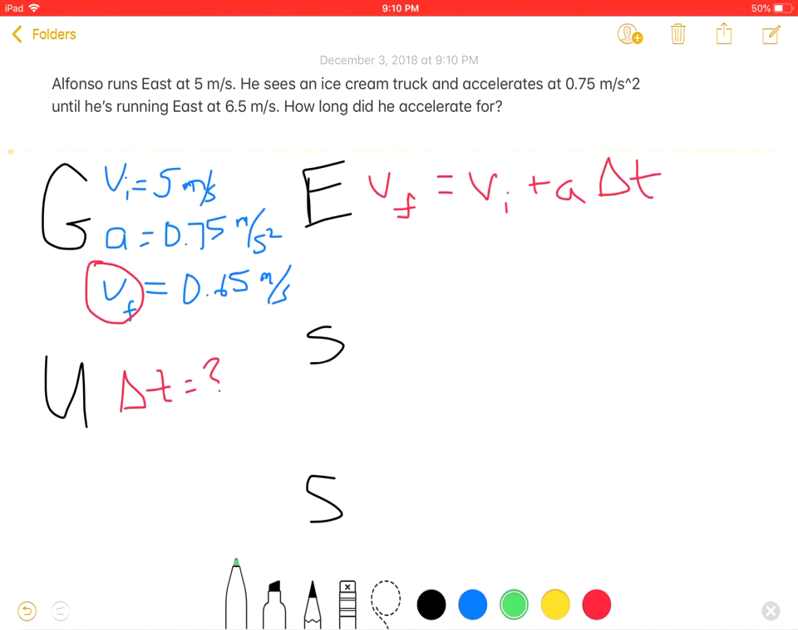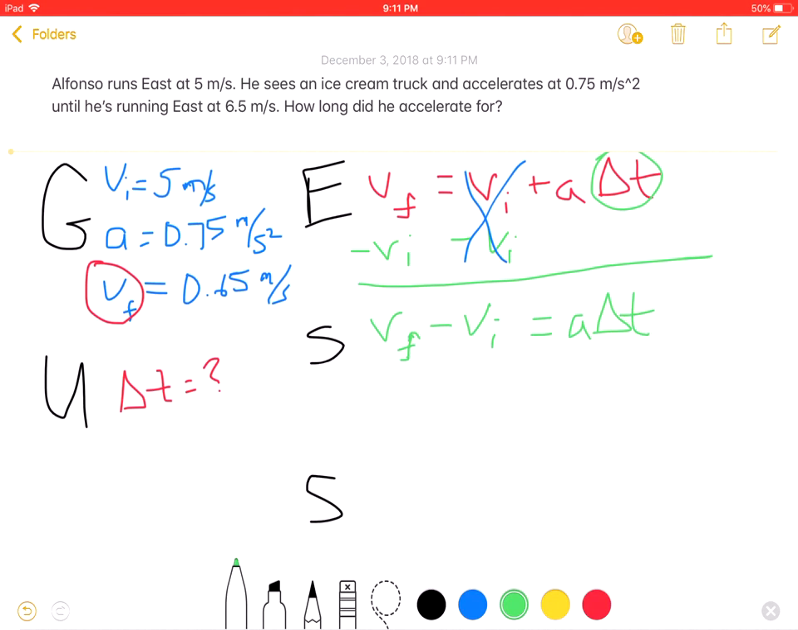And we're going to have to solve for delta t, excuse me. So we're going to get delta t by itself. Our first step in doing so is we're going to subtract the initial velocity, VI, from each side. After that, it cancels out on the right side because VI minus VI, we're moving it over. So we can just cross that out. And now we're left with VF minus VI equals A delta t.